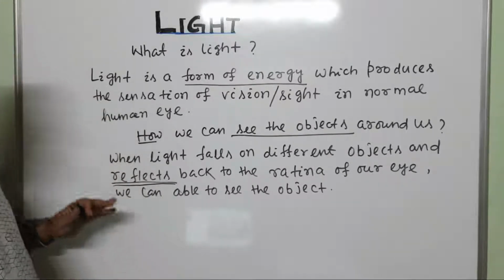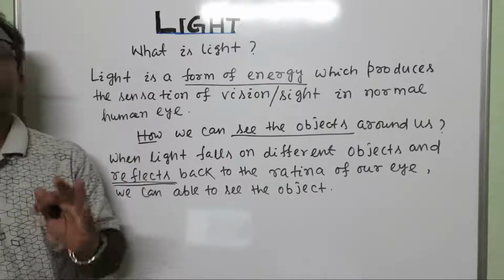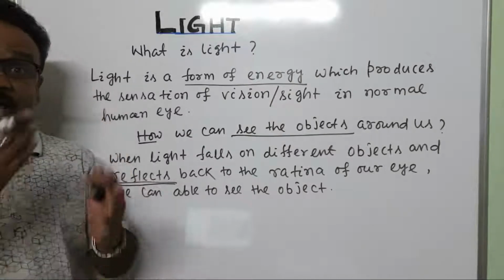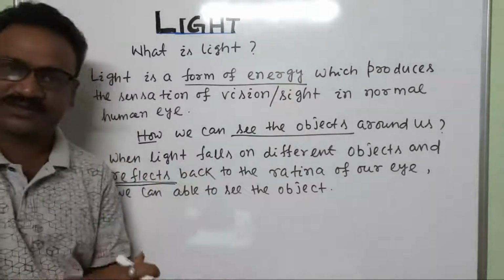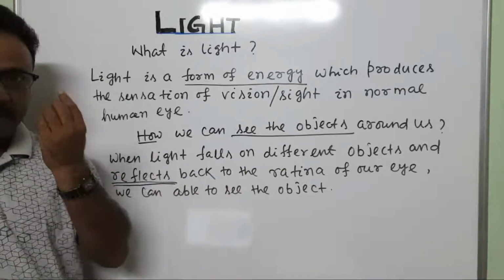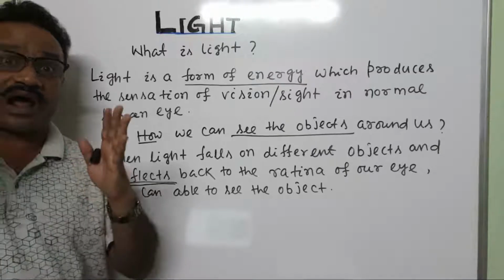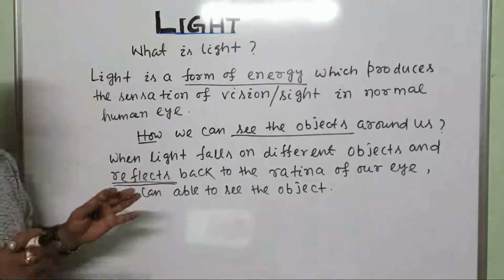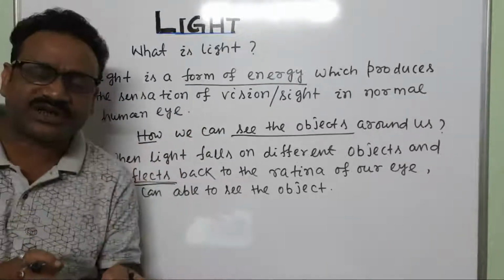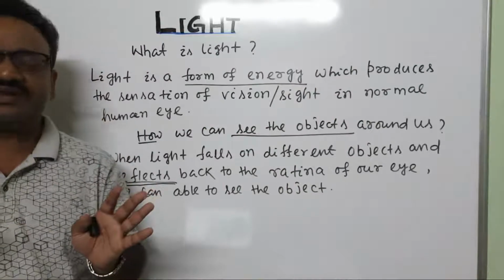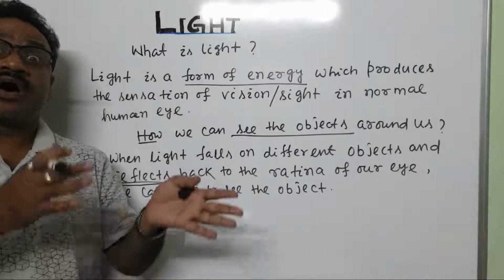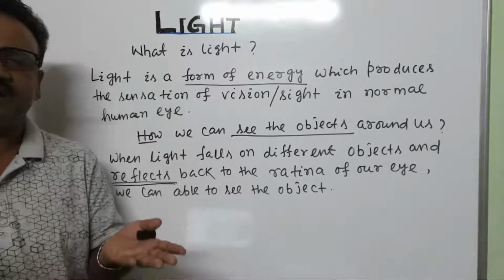Okay. So when light falls on different objects present all around us, after falling on the objects it reflects back to our eye and falls on the retina of our eye. Then we see the object. So light is important to see the object. In the dark, we cannot see anything because there is no light. There will be no reflection of light from the objects. So we cannot see in the dark.